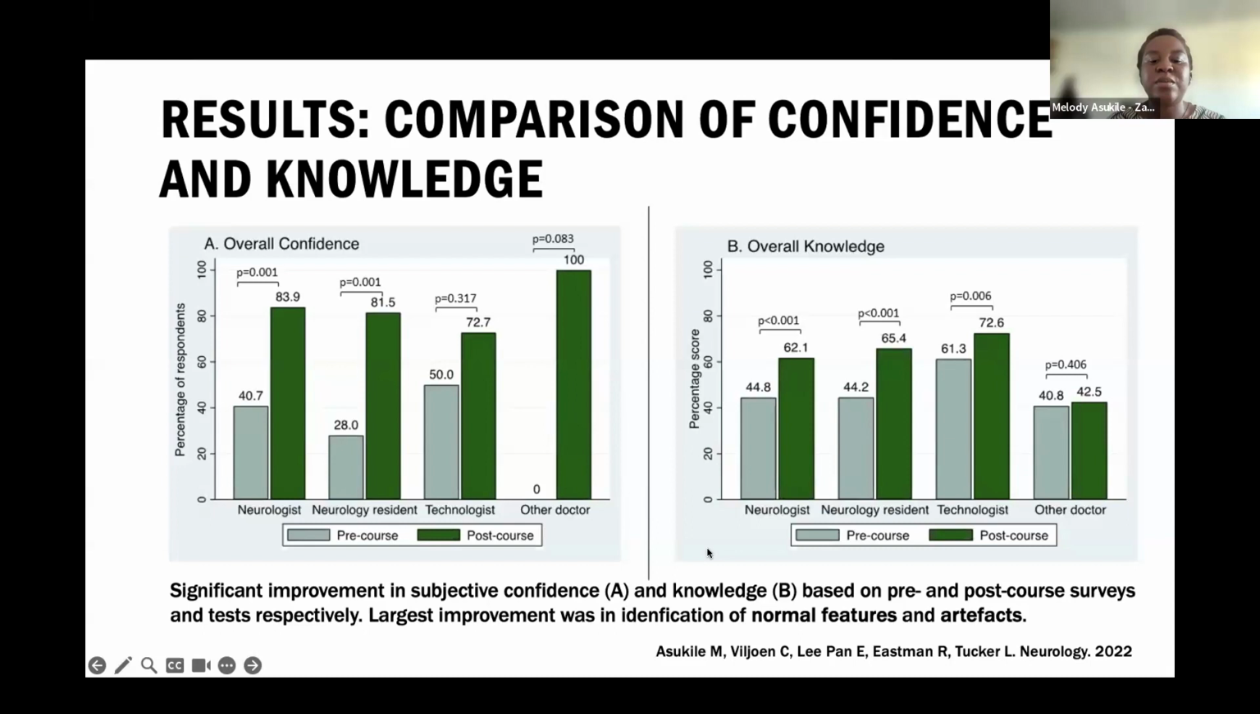Another really important finding was that, when we looked at selected components of the EEG, the largest improvement was in identifying normal features and artifacts. This is very important because abnormalities can be quite obvious, but erroneously calling a normal EEG abnormal can have serious consequences. So the improvement in identifying an EEG that is actually not abnormal was pretty important.